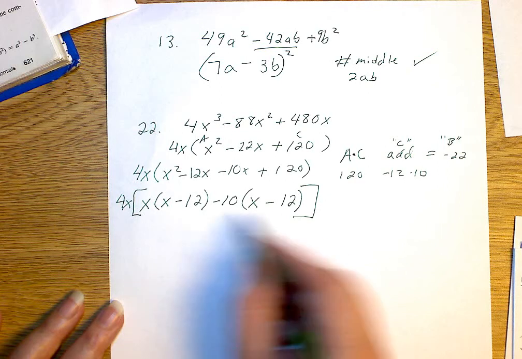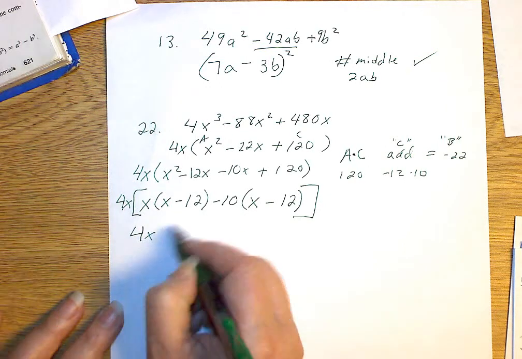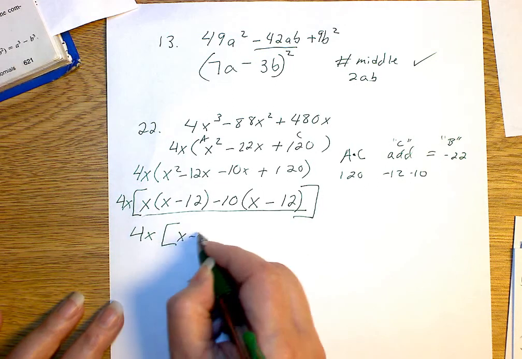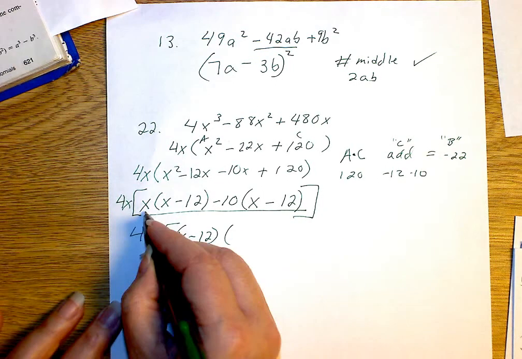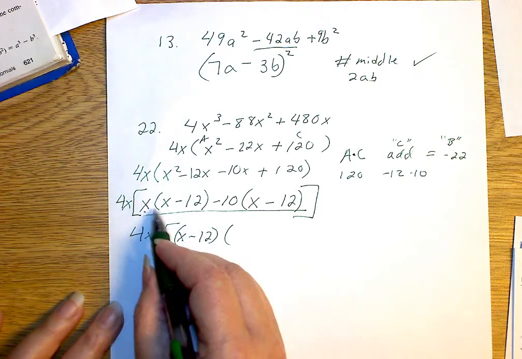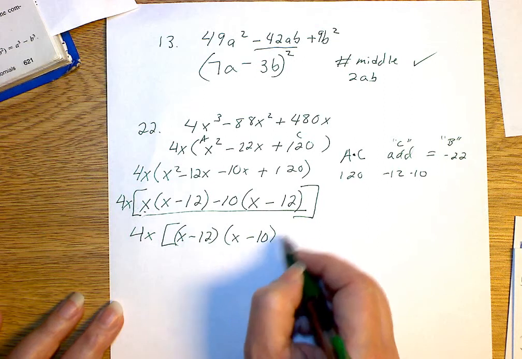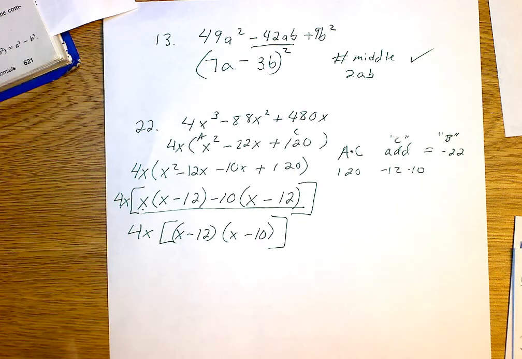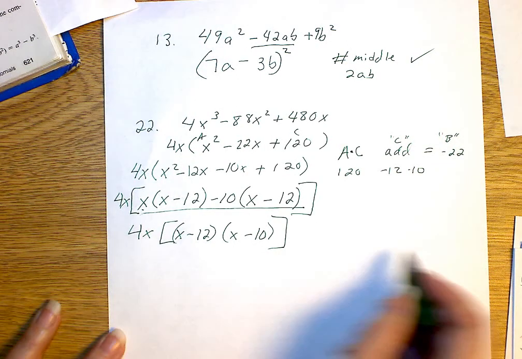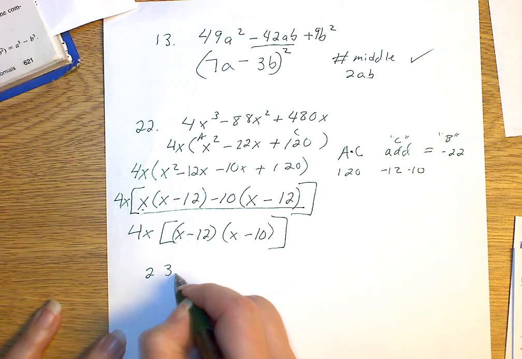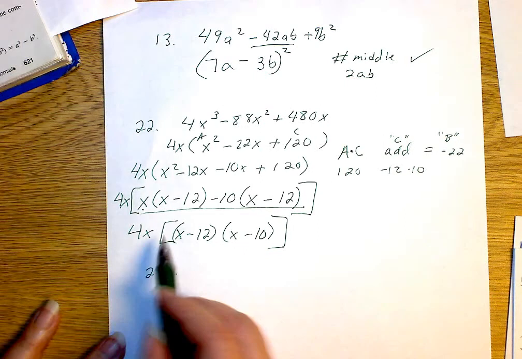Then we have, bringing down my 4x. What is in common with these terms? x minus 12. And then what's left? In this one is x, and in this term, negative 10. Oh, okay. Got it? Yeah, and put the 10 and the 12 back in. Any question on 22?